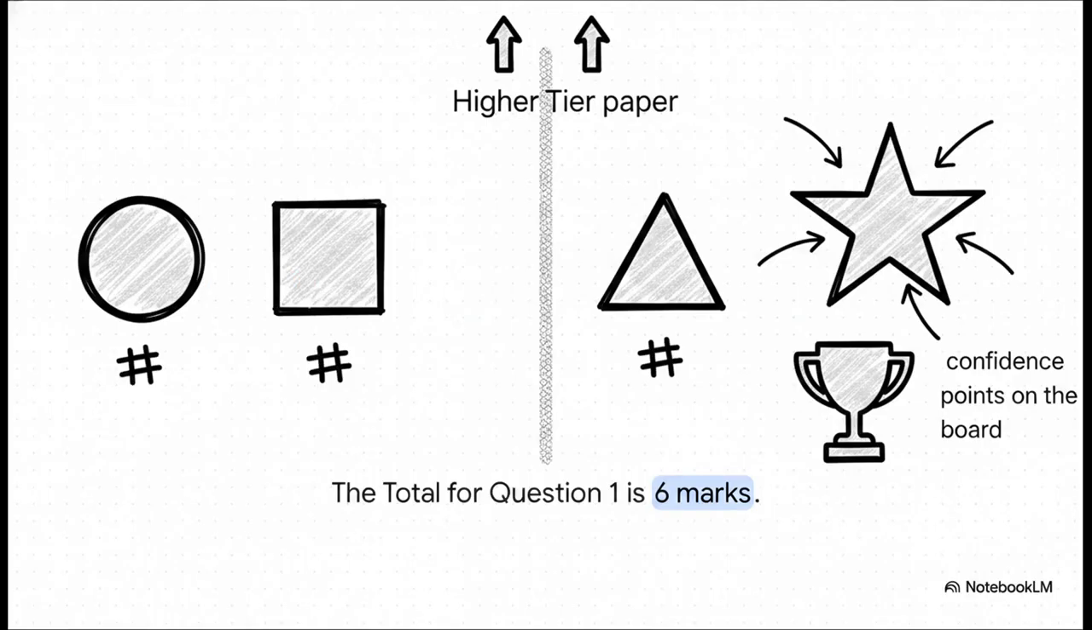So, question 1. It's handing us 6 marks right out of the gate on a higher tier paper. We've got parts A, B, and C to tackle, and they're each worth 2 marks. Grabbing these early points is absolutely crucial. It's just a fantastic way to build your confidence for the rest of the exam.